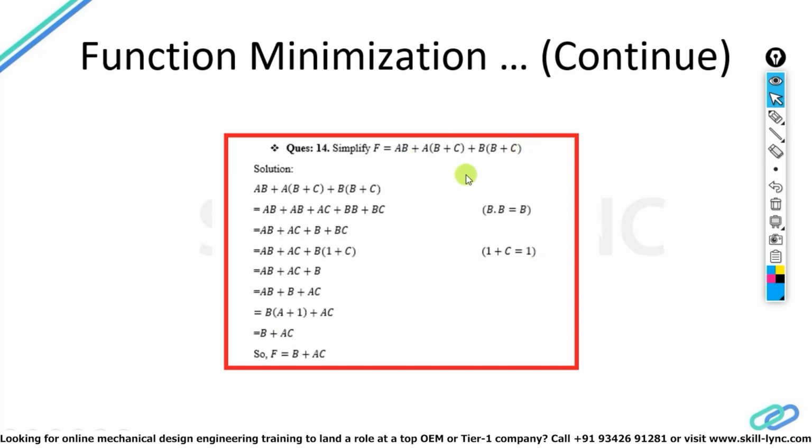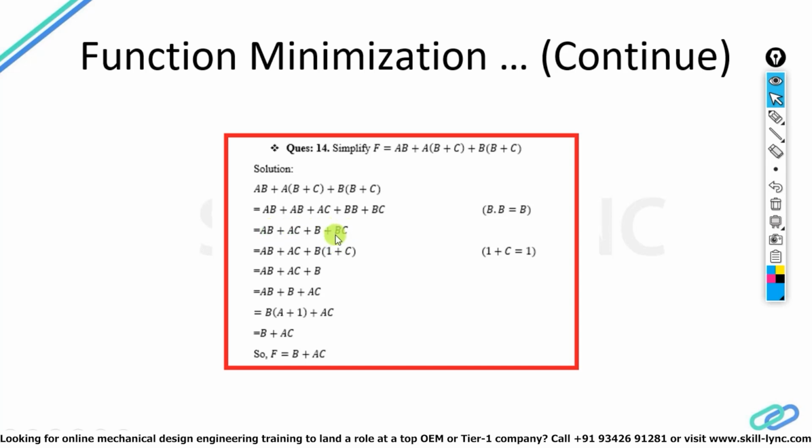The question is having so many bracketed terms: ab plus a into b plus c plus b into b plus c. Just open all the brackets. So it is ab plus ac plus bb plus bc. Now b into b is b, so I have written b over here. ab plus ab is ab, so I have written ab here. So it is ab plus ac plus b plus bc.